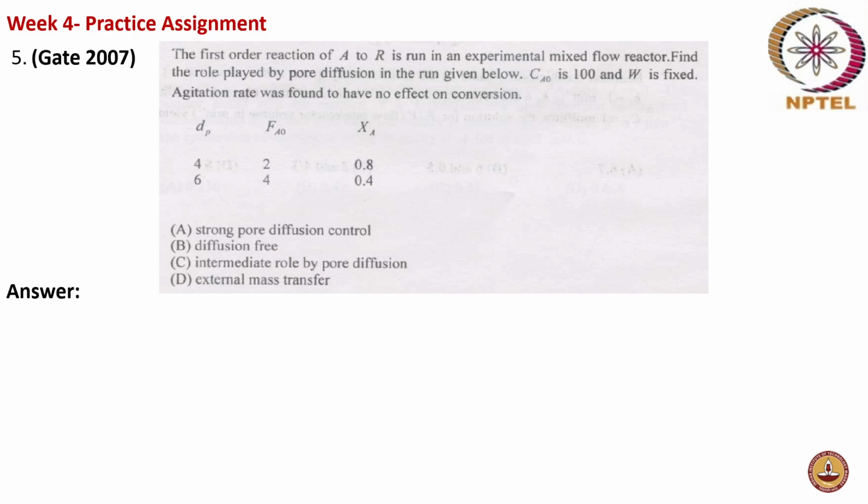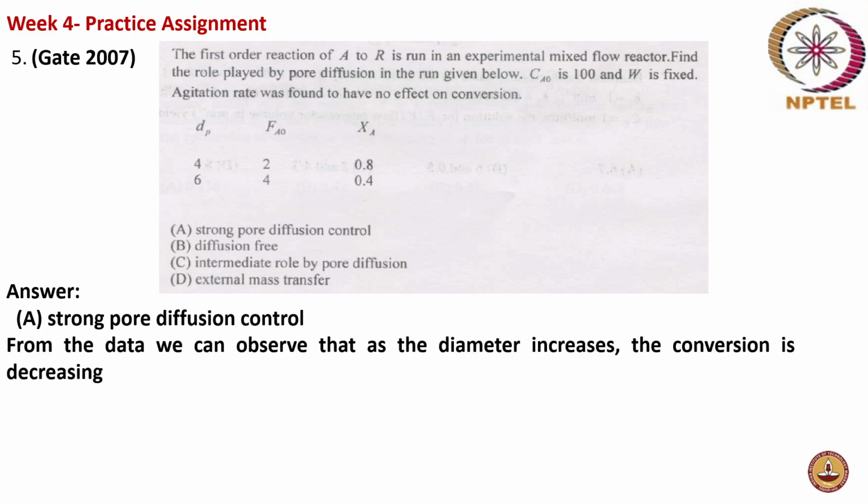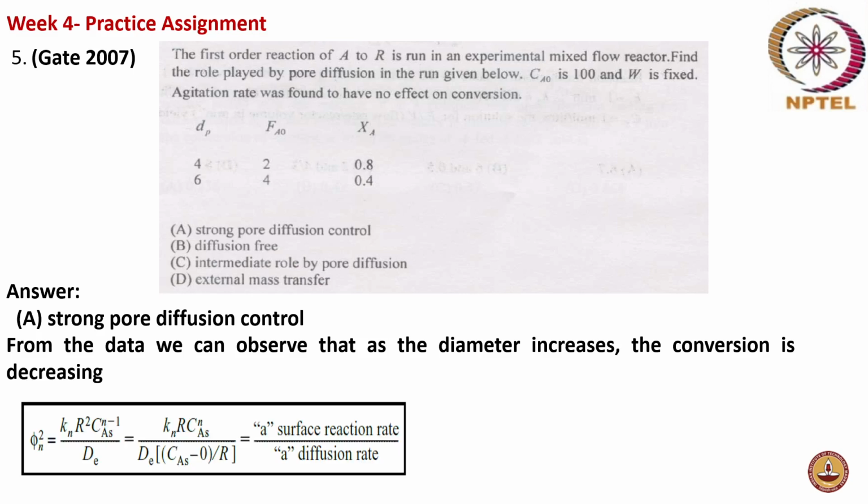Now, the answer here is pore diffusion control. How is it pore diffusion control? From the data, we can observe that as the diameter of the particle increases, the conversion is decreasing. Right? So, the diameter is 4, the conversion is 0.8, whereas the diameter is 6, the conversion is 0.4. Right? So, we just saw in the previous problem that your reaction rate decreases if your pore diameter increases. So applying that, that is what I have also mentioned with respect to the Thiele modulus.